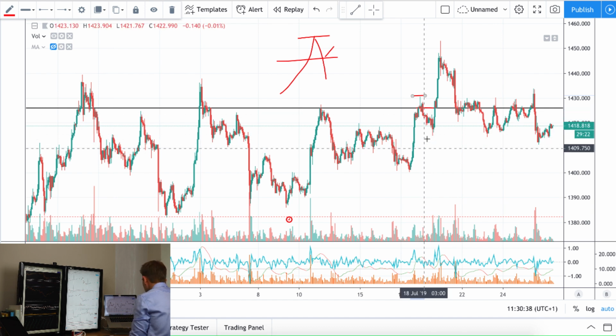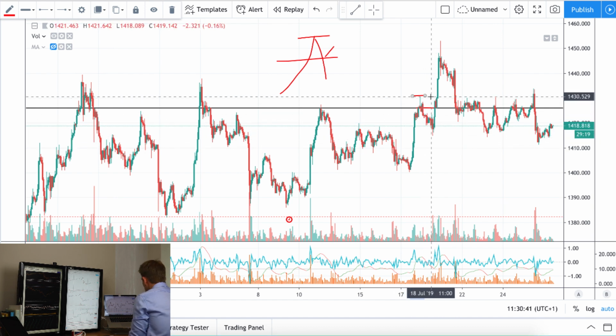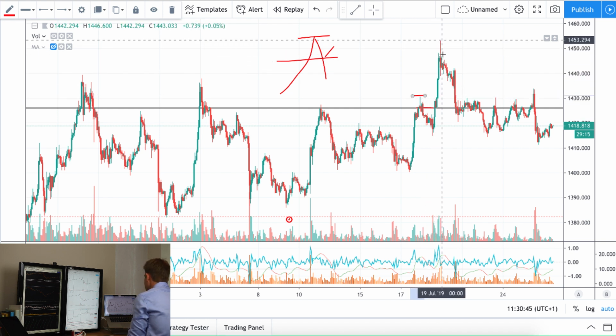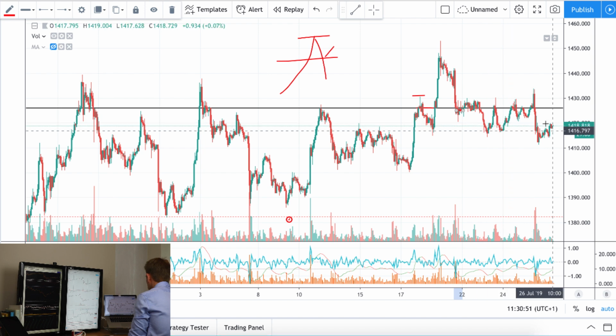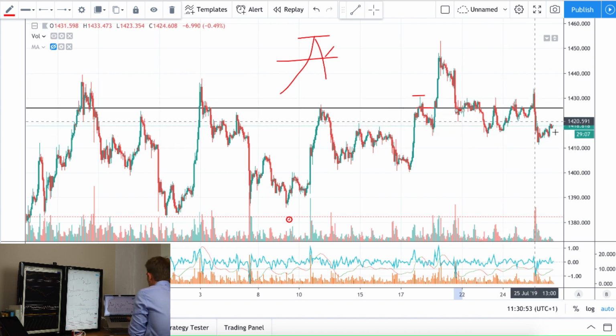Same with this. We don't take it on this part of the move, so we're not caught in this, we're not getting stopped out. We're waiting for it to come back through, and then we're taking it here. Now yes, this took some time to roll over and give you the profit, but who knows where it's going to go now.